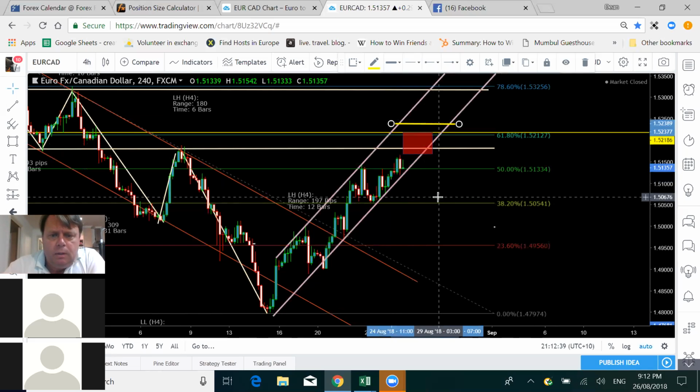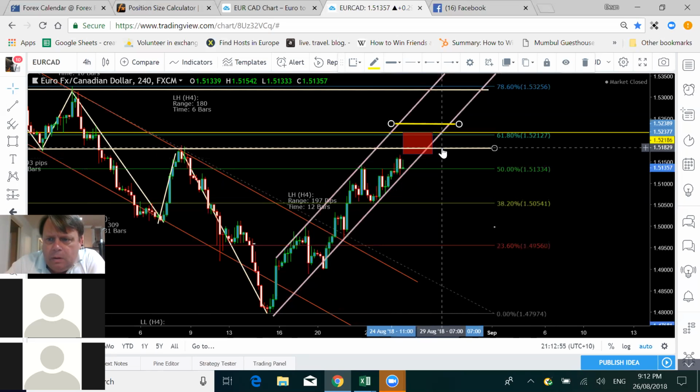So I'm just going to note that down. H4, looking to sell at 1.5185 to 1.5220. Tight stops at 1.5240.